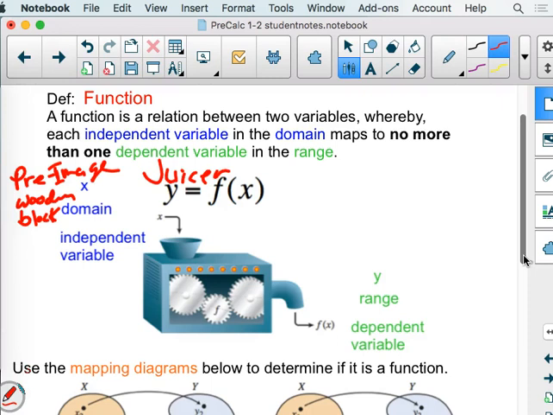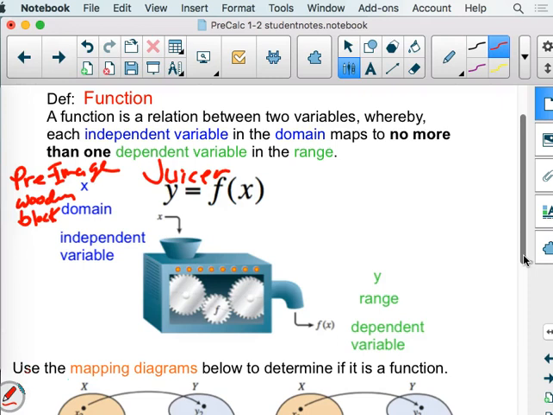And then you put it into this nice function, which is a juicer, and out it spits your dependent variable, your range, your y. And hopefully you like the taste of that. If you don't, you go back to your domain and you figure out, okay, it's not sweet enough. I'll put something that's sweeter in here. And you go after it again. But you don't control the taste. You just control what goes into it. And the juicer takes care of everything from there.